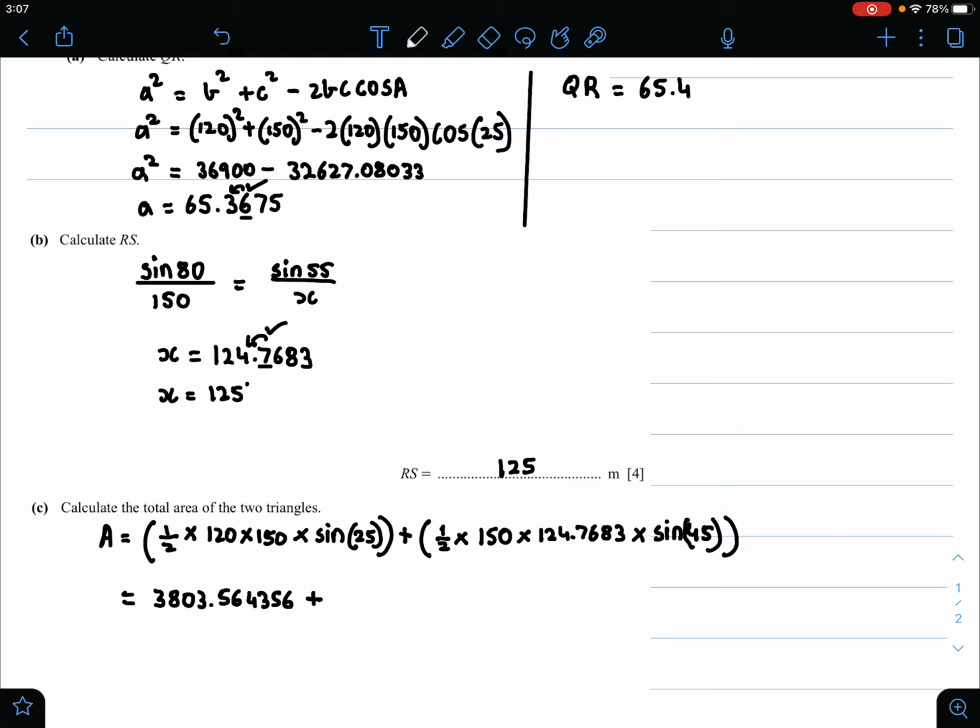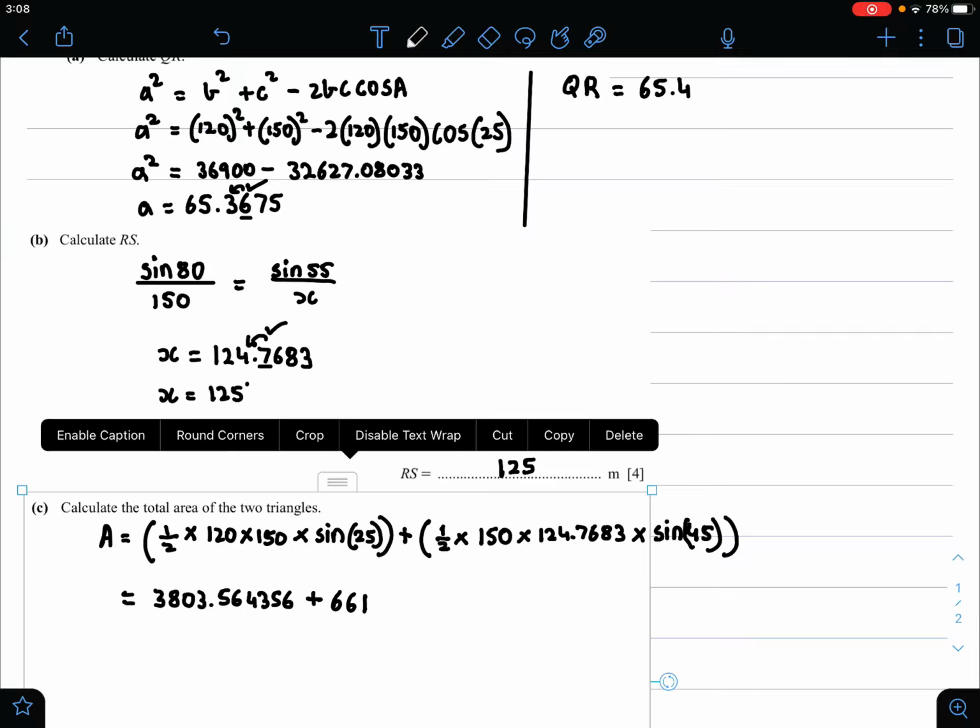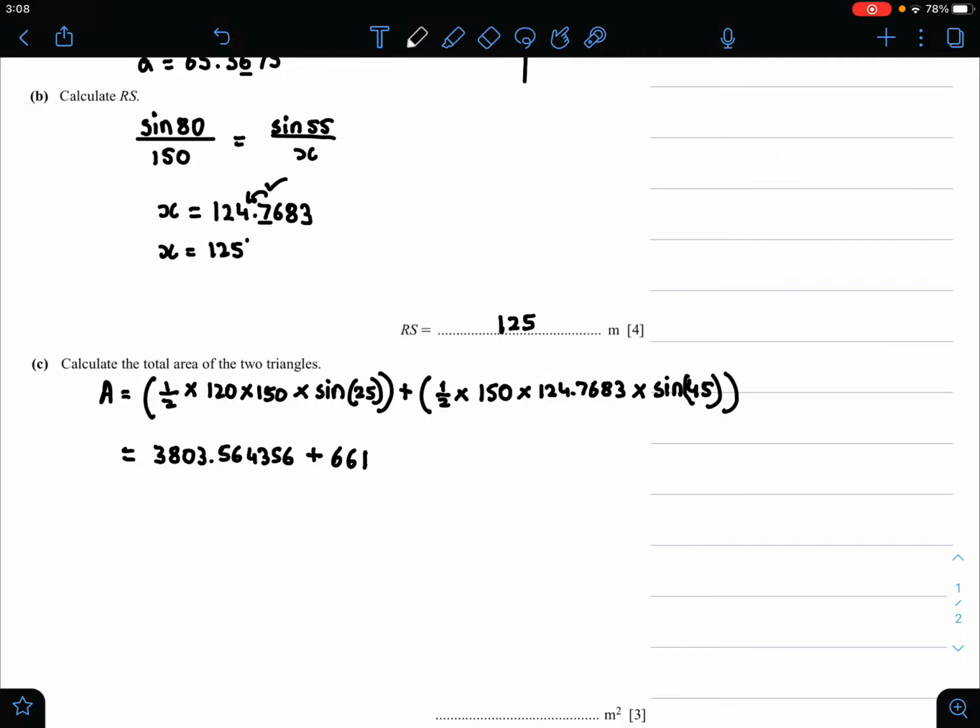my bad, 1 second. So 150 multiplied by 124.7683 multiplied by sine 45 divided by 2. So you will get 6,616, sorry, 6,616.838326. So now all you need to do is take the sum of both these values and you will have your final answer for part C.